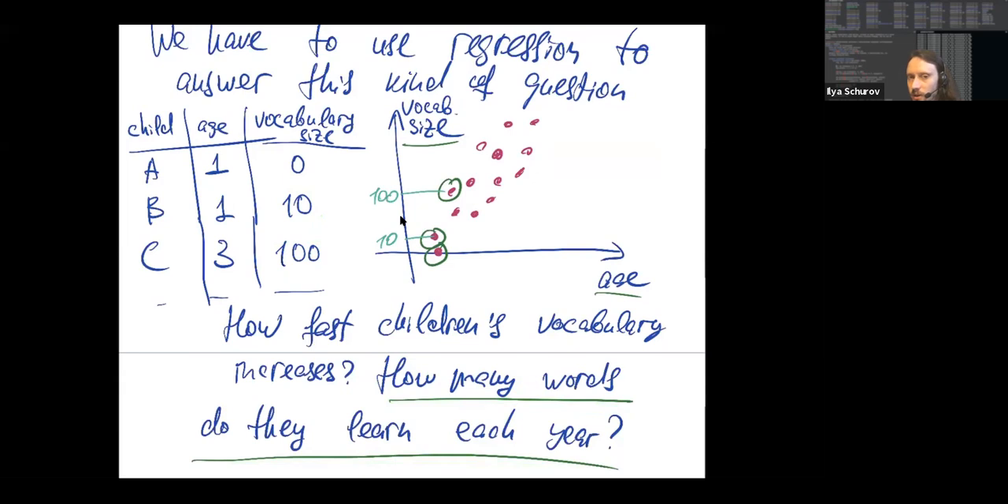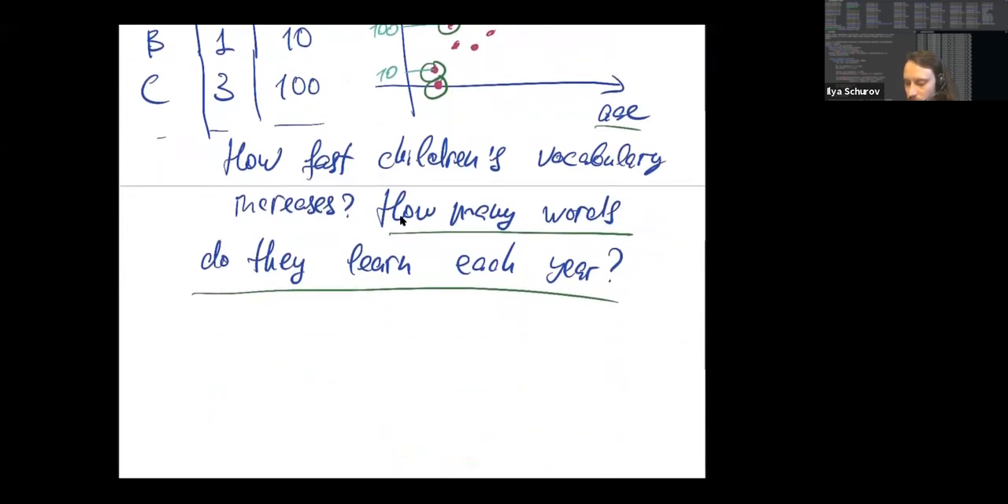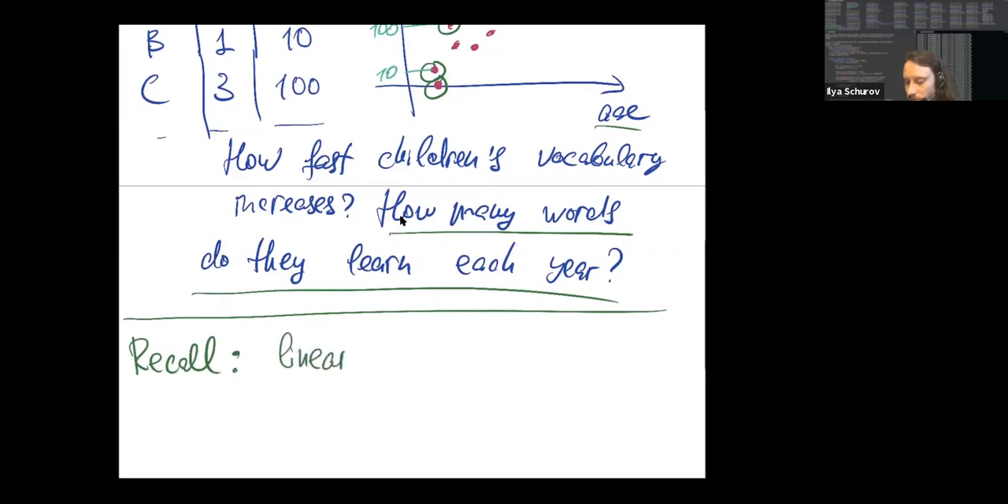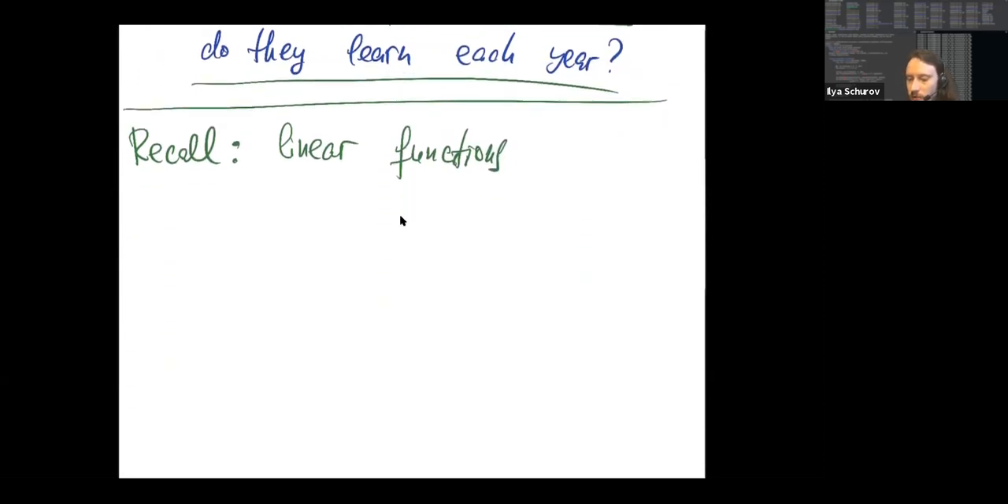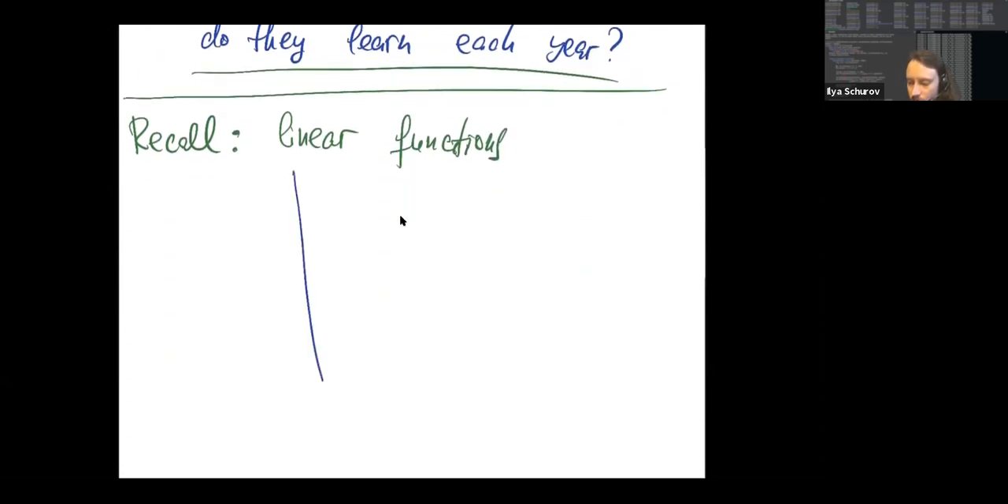So you cannot use correlation coefficient to answer this question. We are interested in the slope of the line, and let me just make a short recall about linear functions. This is actually the main function that we will use. And let me recall how they work.